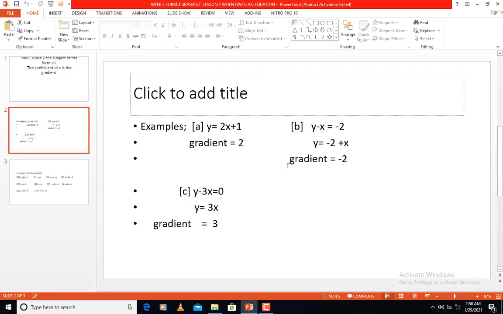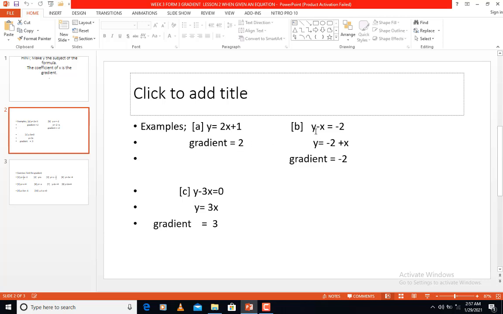In this concept, you have to check closely whether y is the subject of the formula. When y is the subject of the formula, there is no need to work anything out. What we have to do is just take the coefficient of x. Let's look at an example: y is equal to 2x plus 1. Already in this equation, y is the subject of the formula. So the coefficient of x here is positive 2. Therefore, the gradient is 2.